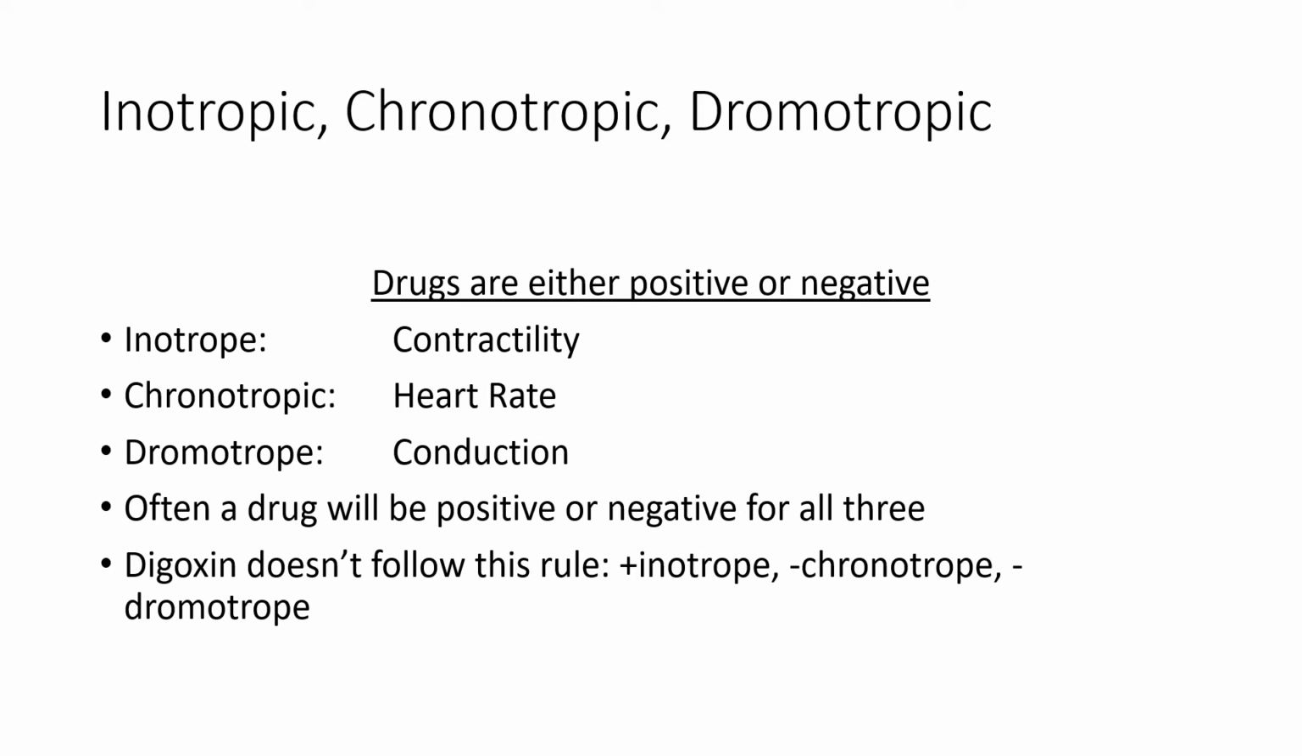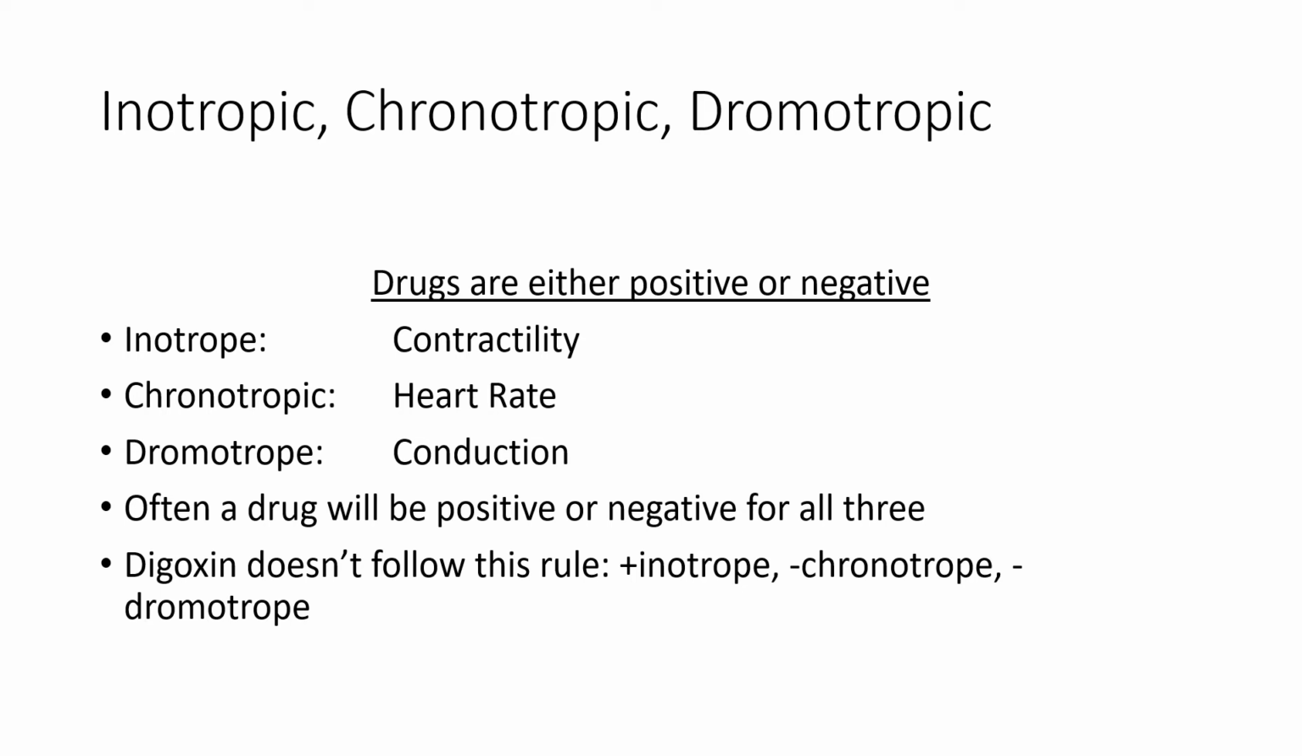And then lastly, dromotrope just has to do with the electrical conduction in the heart. If you have positive dromotropy, it means that it helps the conduction be even more efficient in the heart. If it's negative dromotropy, it means it's going to slow down the electrical conduction in the heart.